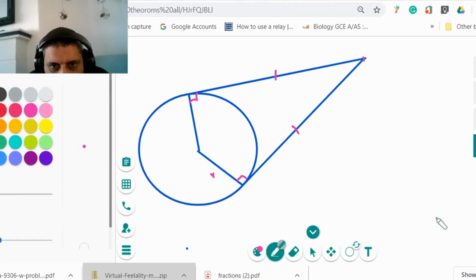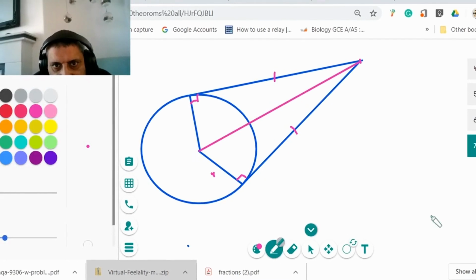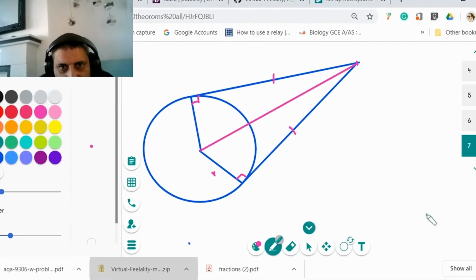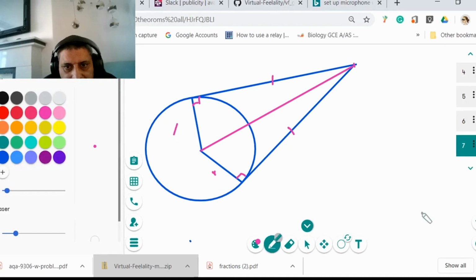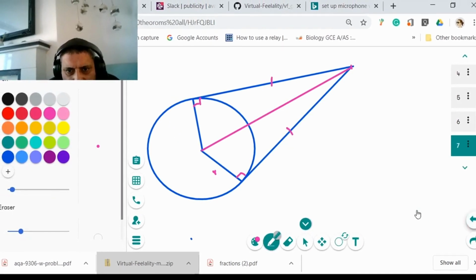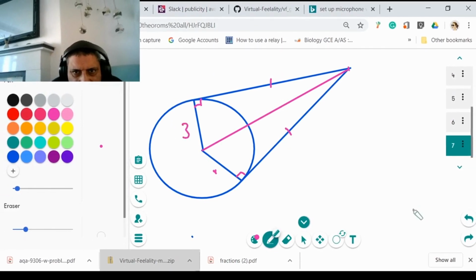So how can I mess with you guys? First of all, I can drop a line through there. You think, ooh, two right angle triangles. I can then go 3. I can go, oh, do you know what? Let's make that 3. Let's make that 9.